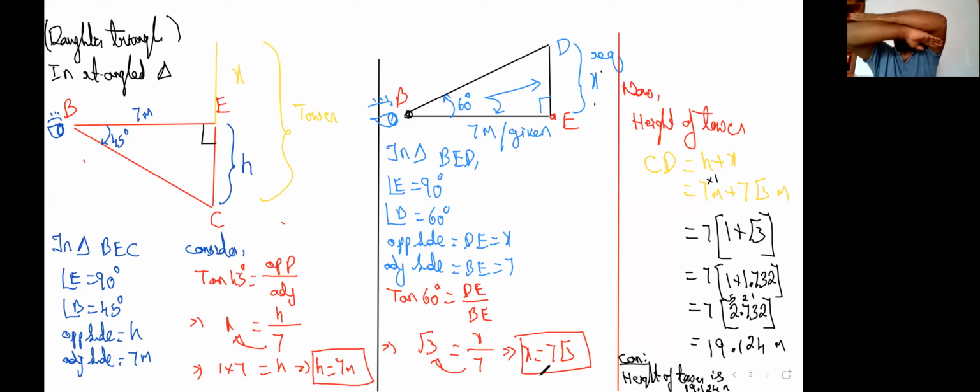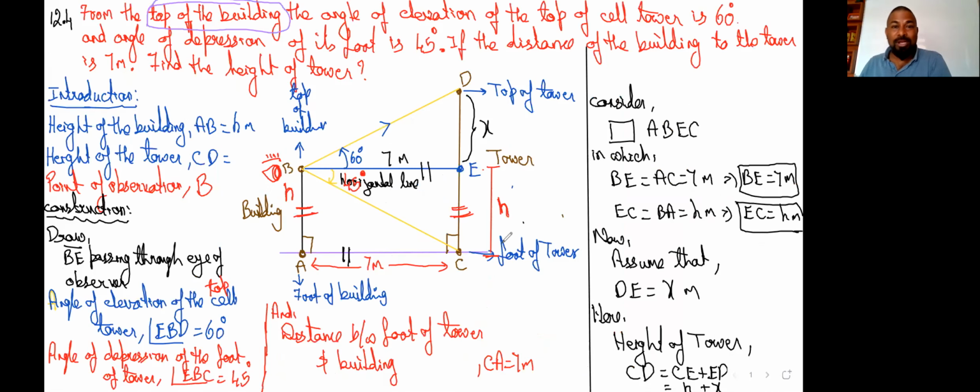Straight away, every step we have drawn, the only thing is we have two triangles, one on the other. With the help of 45 degrees, we are able to find the height H, and with the help of 60 degrees, we are able to find the X value. After adding it up, we got the total height of the tower. Hope you are able to understand.